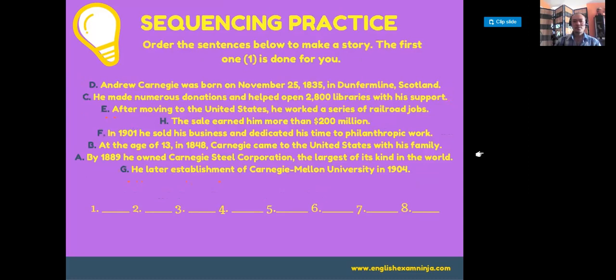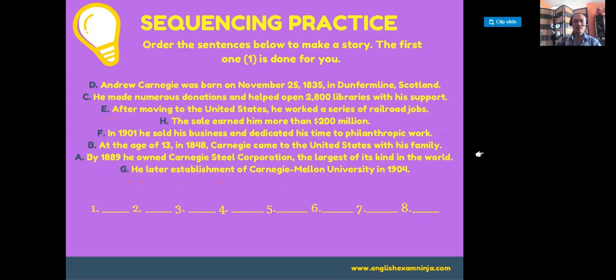Okay, so order the sentences below to make a story. The first one is done for you. The first thing you do if ever you encounter something like this is read all the sentences first. Then let's rearrange it. Let's find the topic sentence and then move from there, and the supporting details and the clincher.